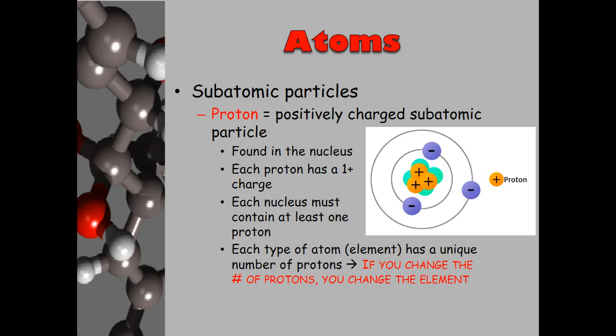Something else to keep in mind is that each atom or each element has a unique number of protons. So, here's a mantra for you to say before you go to bed every night. If you change the number of protons, then you're changing the element. If I change the number of protons from hydrogen, which has 1, to helium, which now has 2, they are 2 different elements. Okay, so keep that in mind. I can change the number of neutrons, I can change the number of electrons without changing the element, but if I change the number of protons, I now am talking about a different element.